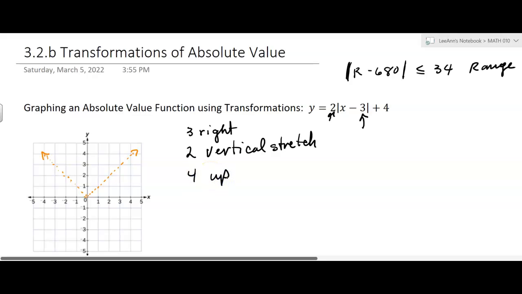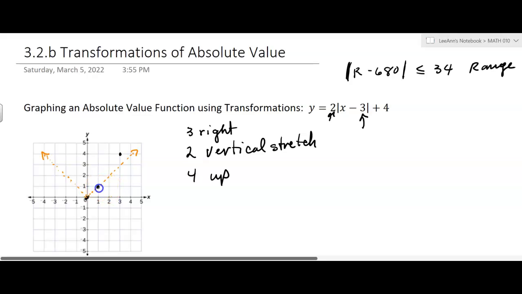Okay, so I'm going to take this 0 point here. I'm going to go 3 to the right. 2 times 0 is 0, so I don't have to do anything there. 1, 2, 3, 4. Oh, I needed a bigger piece of graph paper. Okay, but there's the point.